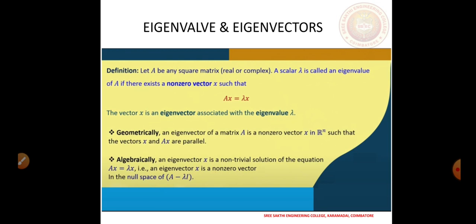So if we have such a vector x whose multiplication with this given matrix, Ax, is nothing but lambda times x, and this lambda is some scalar, a real number or a complex number. So here Ax is equal to lambda x. That is a very important equation which we will be talking about today.